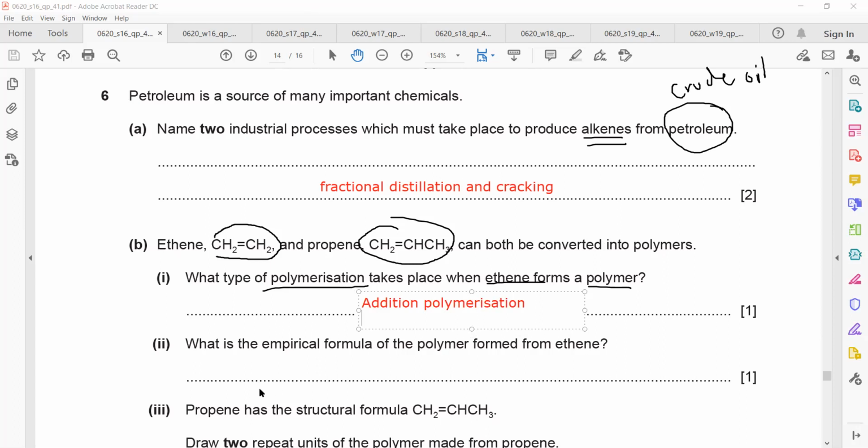What is the empirical formula of the polymer formed from ethene? The empirical formula is CH2, because the empirical formula of monomer and polymer in an addition polymer is the same. So CH2 will be the empirical formula.